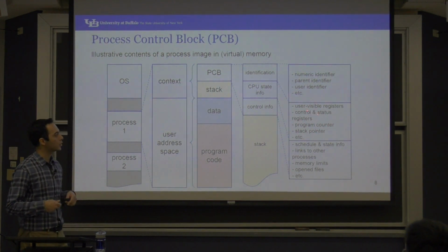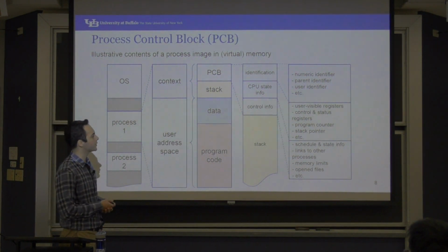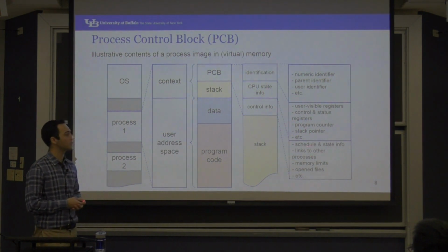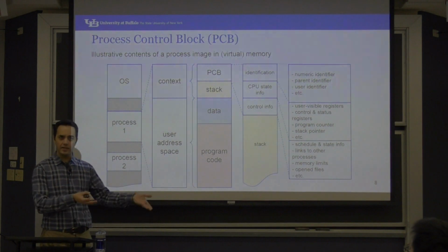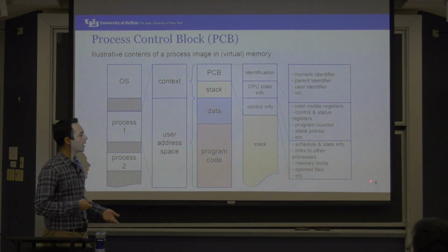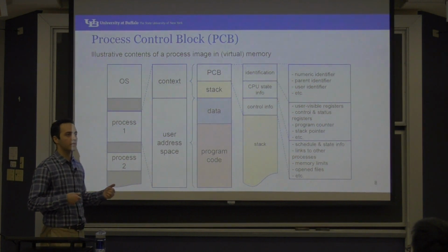So the CPU uses this during runtime. And this is, again, very important. We try to make it clear today. Control info is the schedule and state info. For example, when the OS looks at it: should I schedule this next, or is it waiting for I/O? Is it in a queue? What are the memory limits of this?